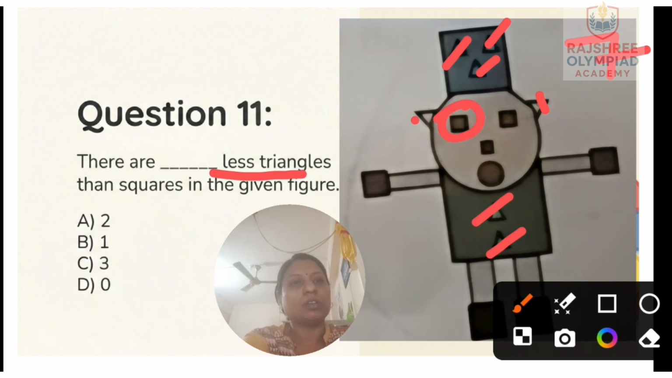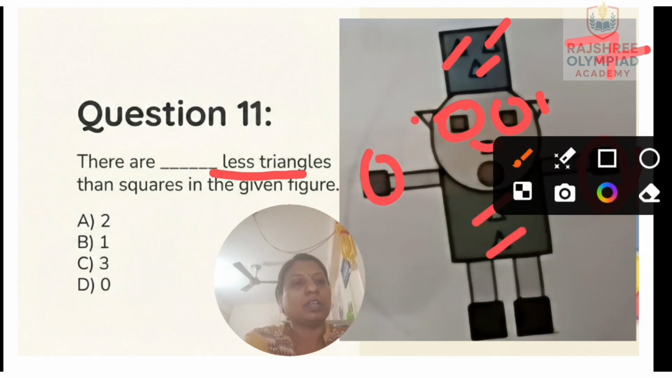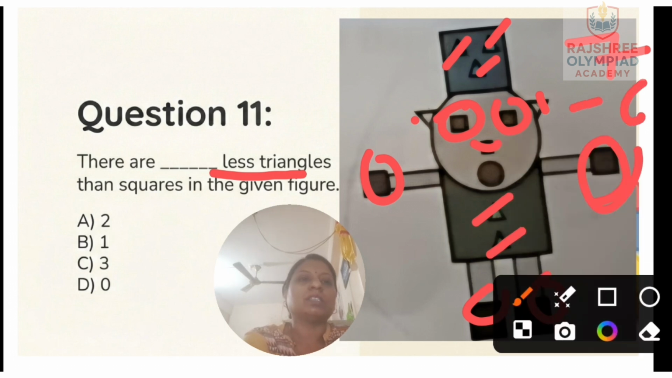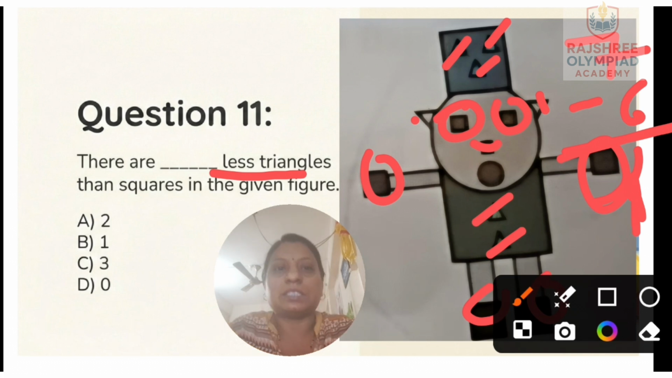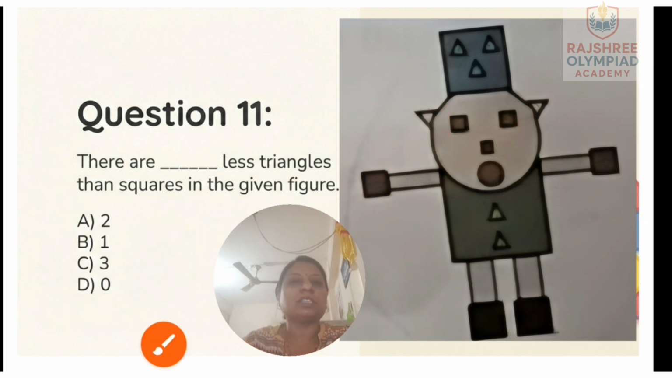1, 2, 3, 4, 5, and then 6. So what is our answer? 7 minus 6 is 1. There are 7 triangles and 6 squares, and the question asks for less triangles. So our answer is 1. That is B.